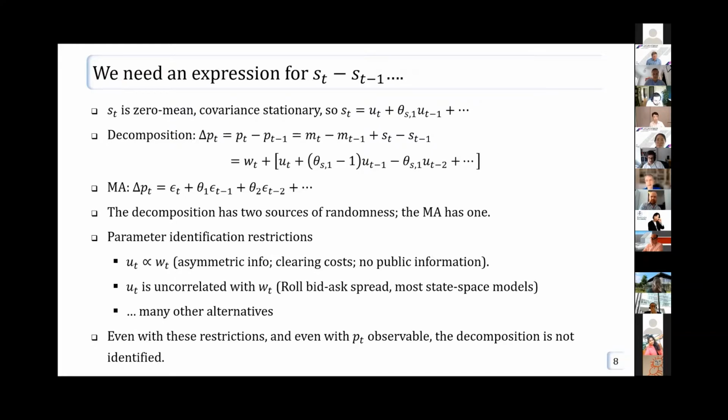I would point out these identification restrictions suffice to identify the parameters in estimation, but they're still not sufficient to identify the random walk decomposition. So even with the Roll model, one of the simplest decompositions we have, we can observe the price, but even if we know the model parameters, we cannot resolve this into M and S.